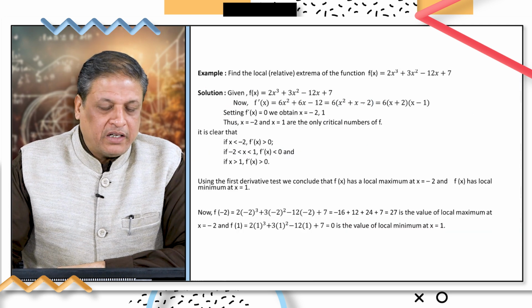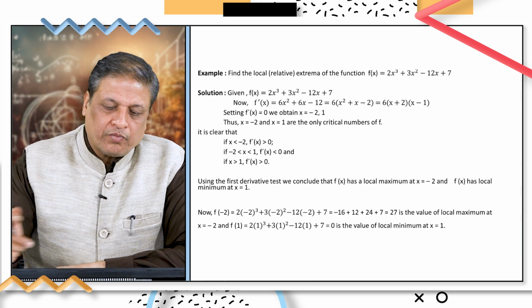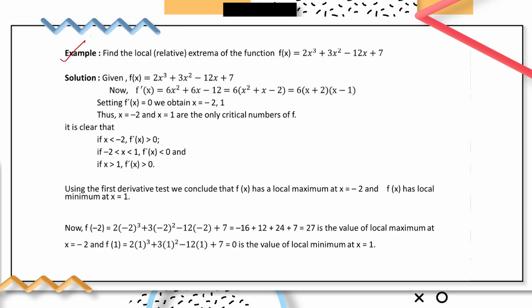So, let us apply the understanding to solve some numericals. The given example is: find the local relative extrema of the function f(x) is equal to 2x cube plus 3x square minus 12x plus 7. We need to find the derivative of this function. The derivative will turn out to be 6x square plus 6x minus 12.